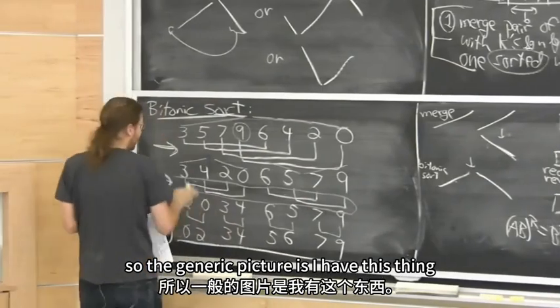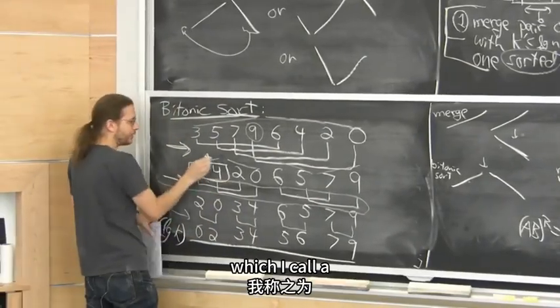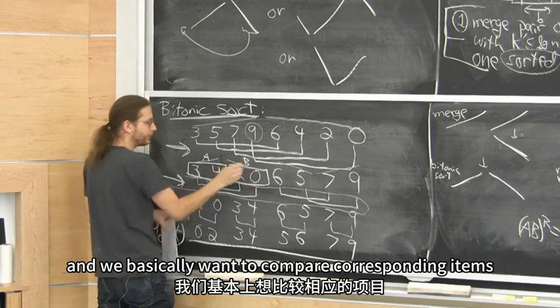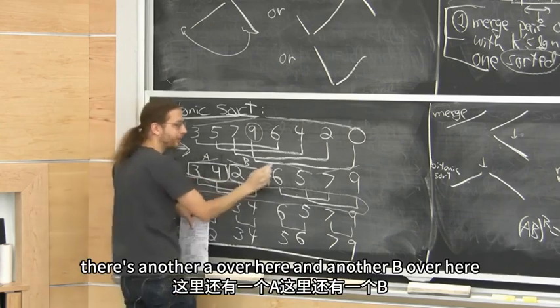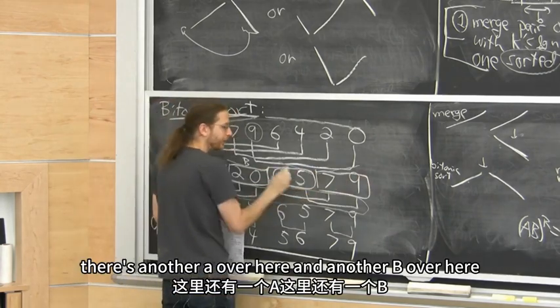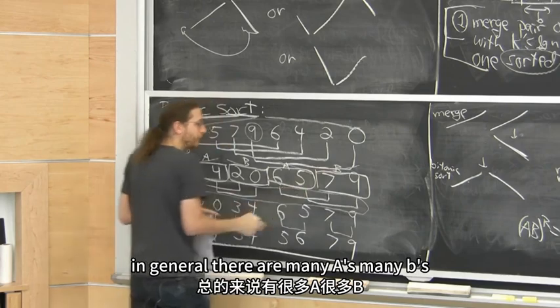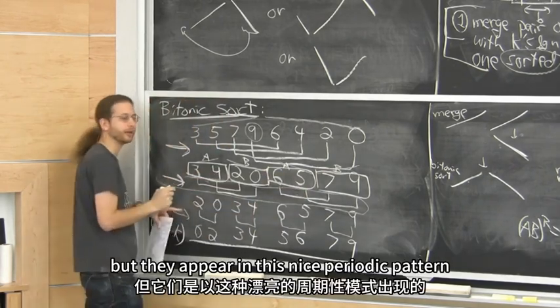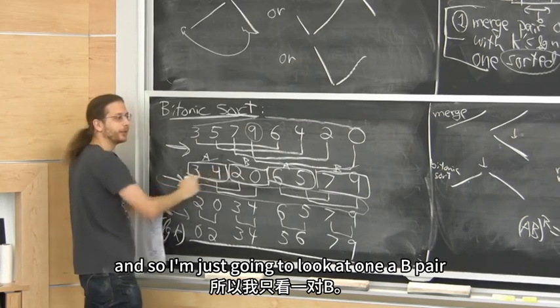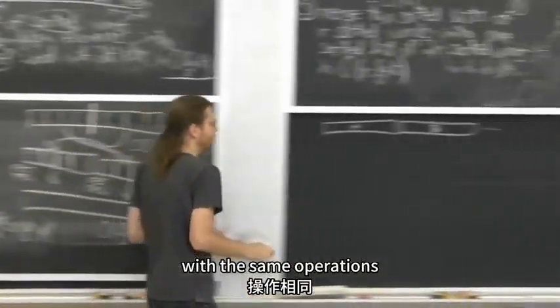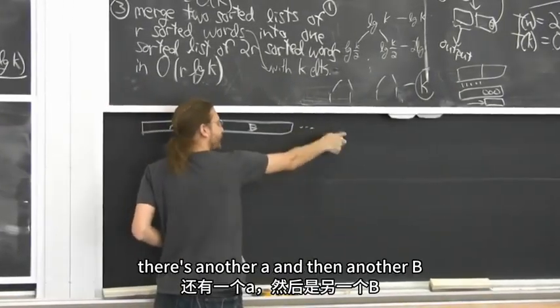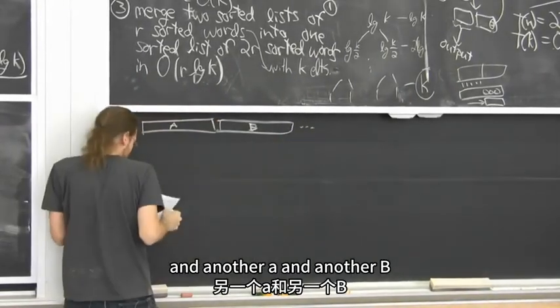So the generic picture is I have this thing which I call A, and this thing which I call B, and we basically want to compare corresponding items in A and B. Though in fact there's another A over here and another B over here. In general there are many A's, many B's, but they appear in this nice periodic pattern. And so I'm just going to look at one A-B pair, but it's going to simultaneously work for all of them with the same operations. So that's the dot, dot, dot here. There's another A and then another B and another A and another B.